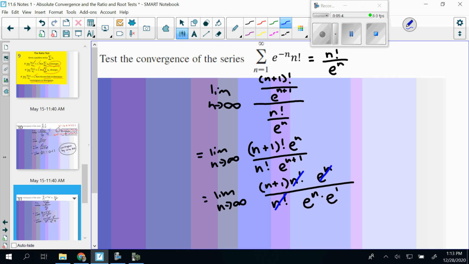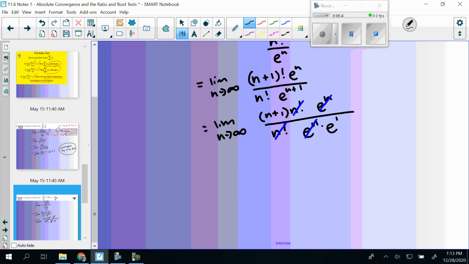Also our e to the n's cancel. And so now we're left with the limit as n goes to infinity of just n plus 1 over e. So now we want to test what that is going to. As we go to infinity, this is going to be infinity plus 1 over e. The plus 1's not really going to do anything. We just have infinity there, divided by e is still a giant number. This is going to infinity, which is definitely much greater than 1.